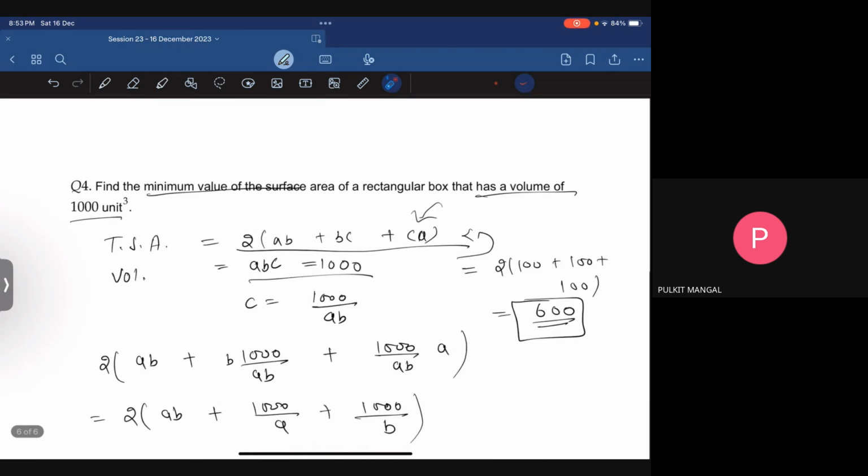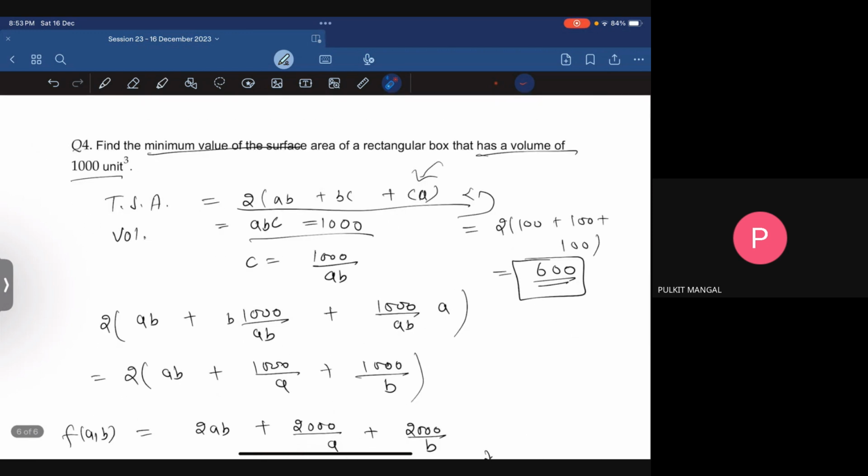So to summarize this question, it is asking for the minimum value of surface area of a rectangular box that has a volume of 1000 unit cube. The volume of a rectangular box, that is the cuboid, is abc, the product of all three sides, that is length into breadth into height. That is given as 1000, and we are asked to find the total surface area.